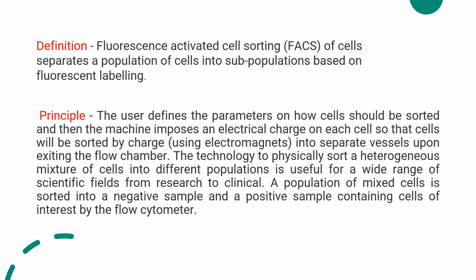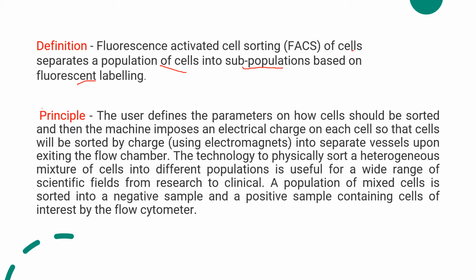Now the principle and definition of fluorescent activated cell sorting. Fluorescent activated cell sorting separates a population of cells into subpopulations based on fluorescent labeling. Different kinds of fluorochromes are used to label different kinds of cells, like for the surface antigens, the DNA, the cytoplasm, enzymes and cytokines. Different fluorochromes are used according to the purpose or use of the technique.